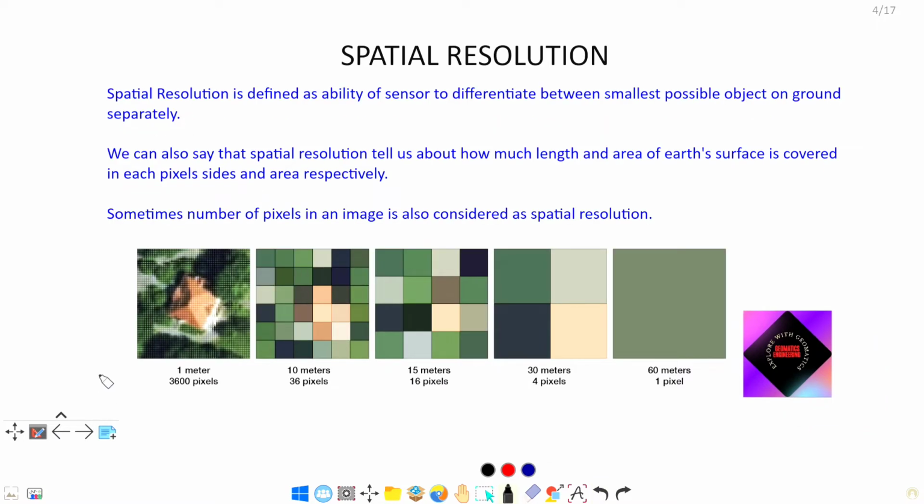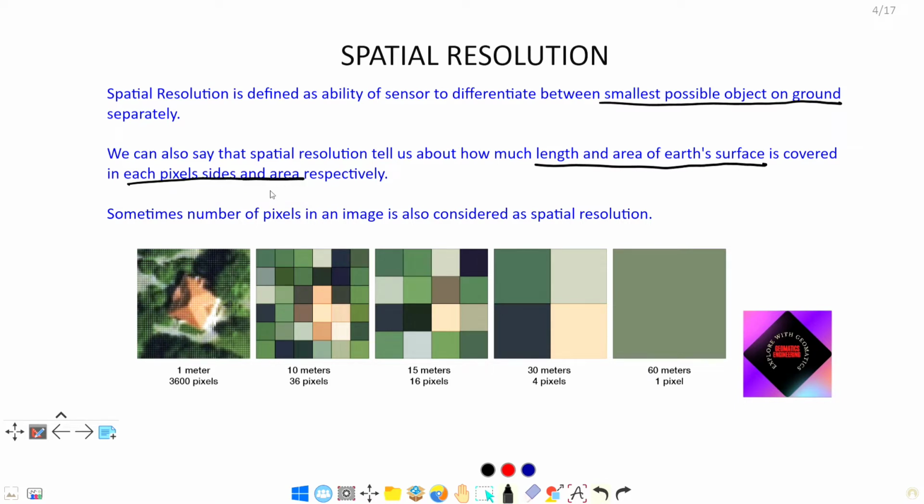So starting with spatial resolution. Spatial resolution is defined as the ability of a sensor to differentiate between the smallest possible objects on the ground. Means if a sensor is able to differentiate between smaller and smaller objects, it is said to be a good sensor, having higher spatial resolution. We can also say that spatial resolution tells us how much length and area of the Earth's surface is covered by each pixel, in size and area respectively.